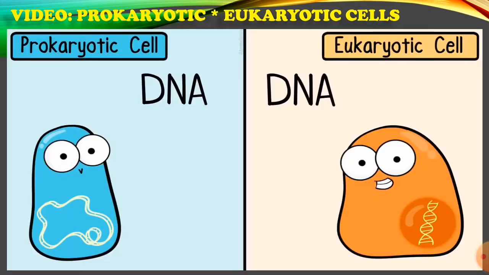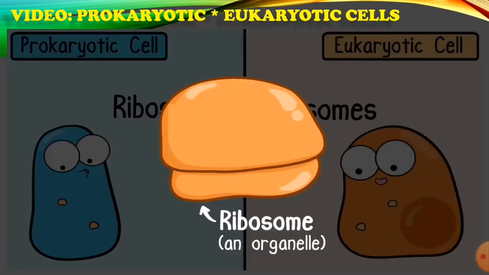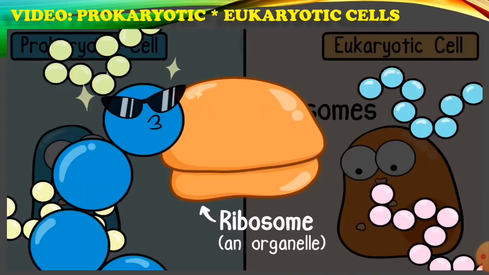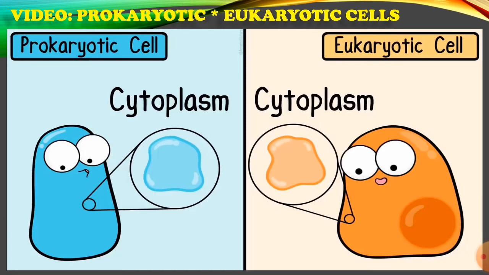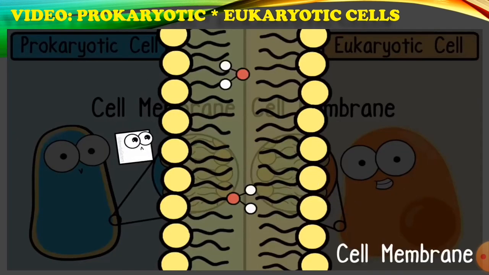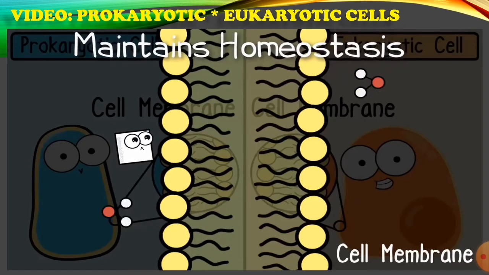Both have DNA. That's critical because DNA is the cell's genetic material. Both prokaryotic cells and eukaryotic cells have ribosomes, which are small organelles, an organelle being like a tiny organ. The ribosomes have the important job of making proteins. Gotta make protein. Both cells have cytoplasm, the jelly fluid within cells. Both of them have a cell membrane, also known as a plasma membrane, which is critical because it controls what goes in and out of the cell, and therefore maintaining homeostasis. All cells have a cell membrane.